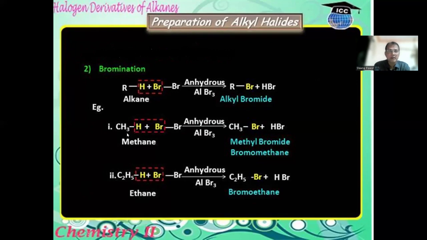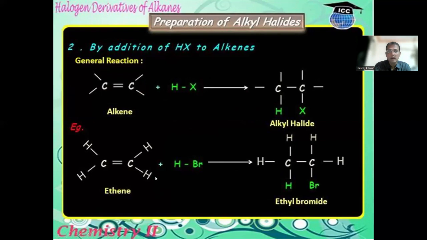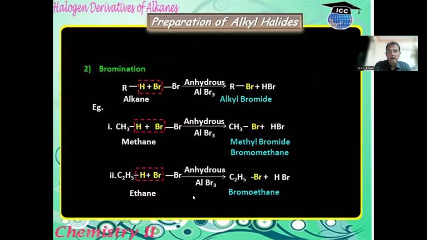Now, see the example CH3-H, which means it's methane, plus Br2 in presence of anhydrous AlBr3. This Br replaces a hydrogen atom to form CH3Br plus HBr. Second example, C2H5-H, which means it's ethane, plus Br2 in presence of anhydrous AlBr3, aluminum bromide. Br replaces a hydrogen atom, therefore it's a substitution reaction, and it forms bromoethane plus HBr.